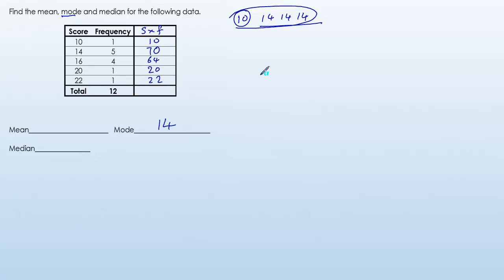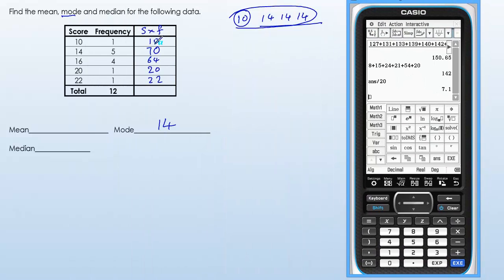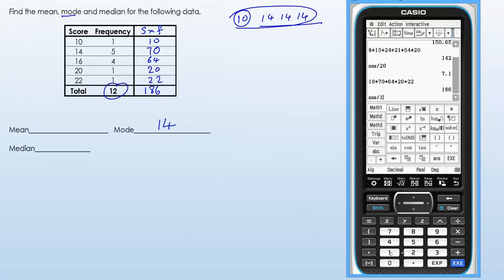And if we add those up, then we get the total for the data. So that's 10, add 70, add 64, add 20, add 22, and that gives us 186. So to get the mean, total divided by the number of pieces of data, so we'll just divide the last answer by the number of pieces of data, and we get 15.5.